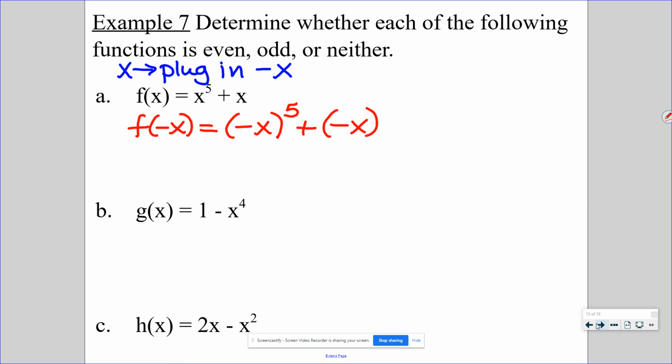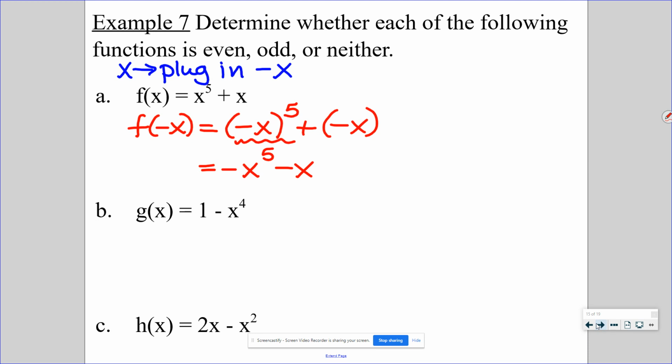Step 2 is you are going to simplify what can be simplified. So right here, if I take a negative number and raise it to the 5th power, your outcome would still be a negative number. So I'm going to call that negative x to the 5th. And then obviously plus a negative could just be written as minus, right?